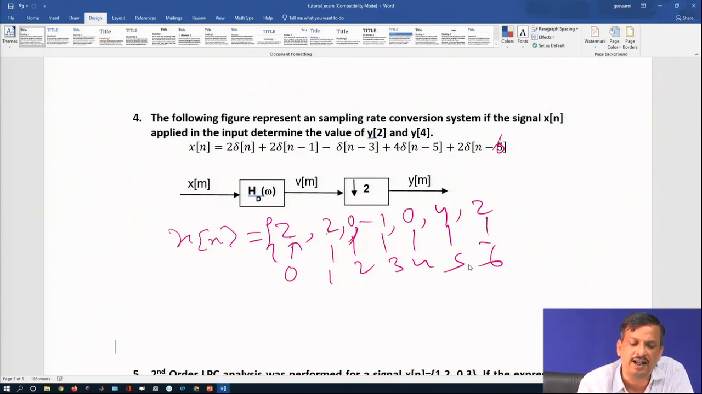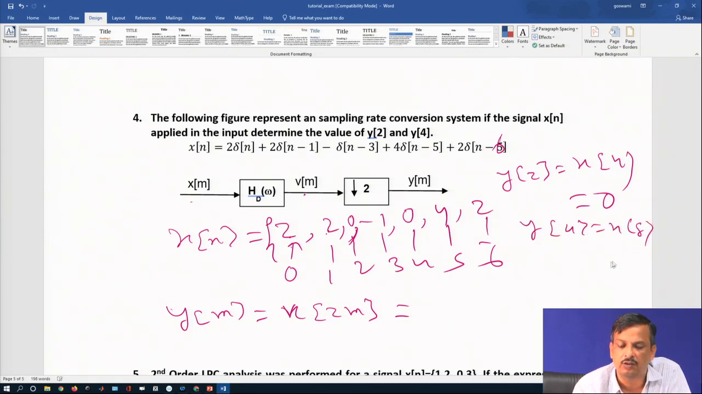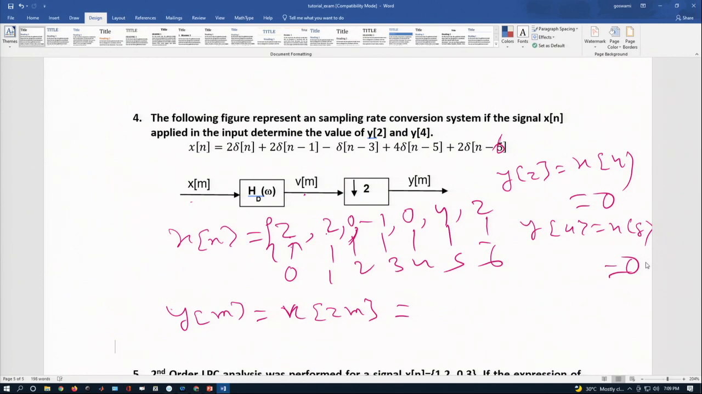Now, what I said, decimation by 2. So, every alternate sample will be taken. So, I can say y[m] is nothing but x[2m]. So, y[2] is equal to x[4]. What is x[4]? x[4] is equal to 0. y[4] is equal to x[8], which is again equal to 0. So, that way I can do it.